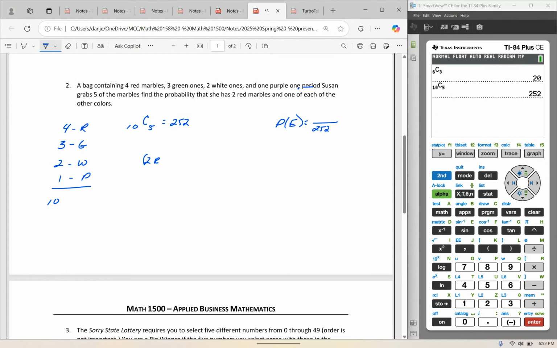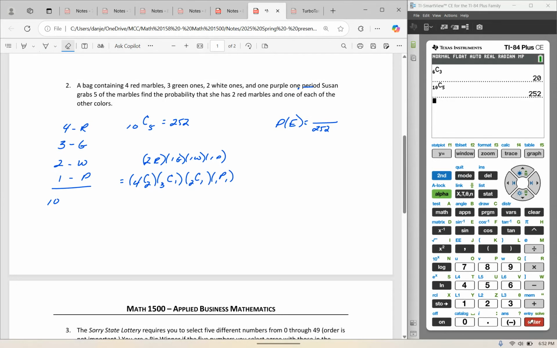Okay, let's do 2 red, 1 green, 1 white, and 1 purple marble. Well, the number of ways: from the 4 red marbles, she's going to choose 2 of them. From the 3 green marbles, she's going to choose 1 of them. From the 2 white marbles, she's going to choose 1 of them. And from the 1 purple marble, she's going to choose 1 of them. So, 4 choose 2.